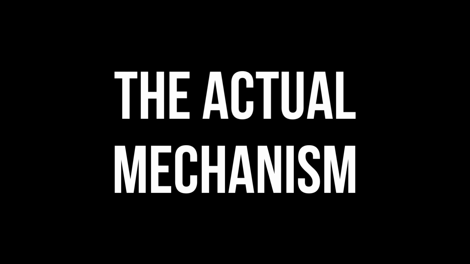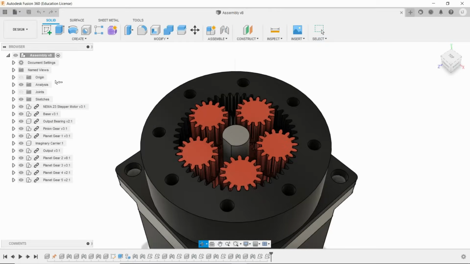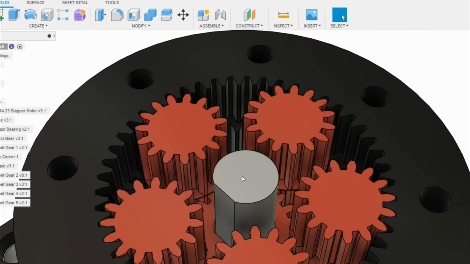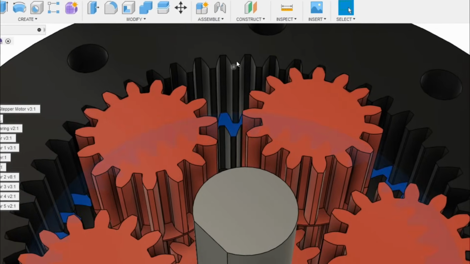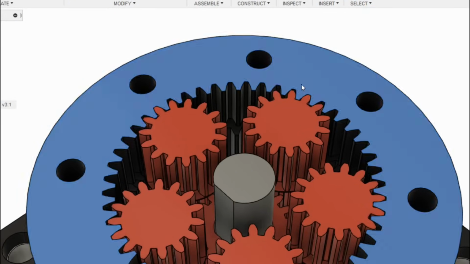Okay, now for the actual mechanism. So this is the design for the split ring compound planetary gear set. It's clever how it works, but it's still pretty simple. You get this name from the fact that it does have a split ring gear, so there's a bottom ring gear and a top ring gear. The bottom has 50 teeth and the top has 49 teeth, so a 1-tooth offset.